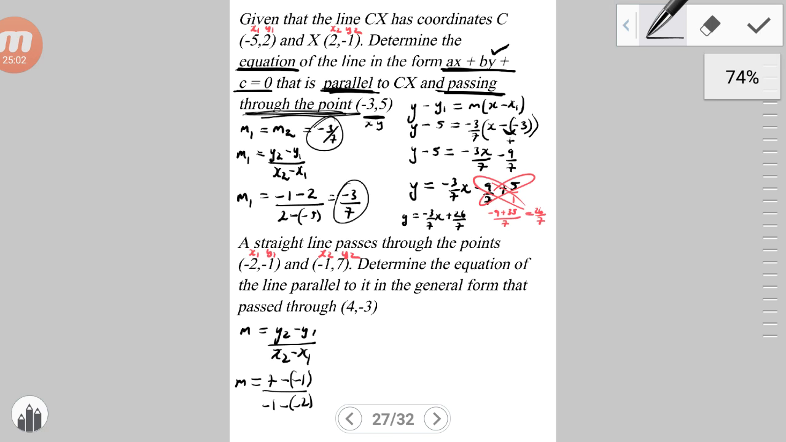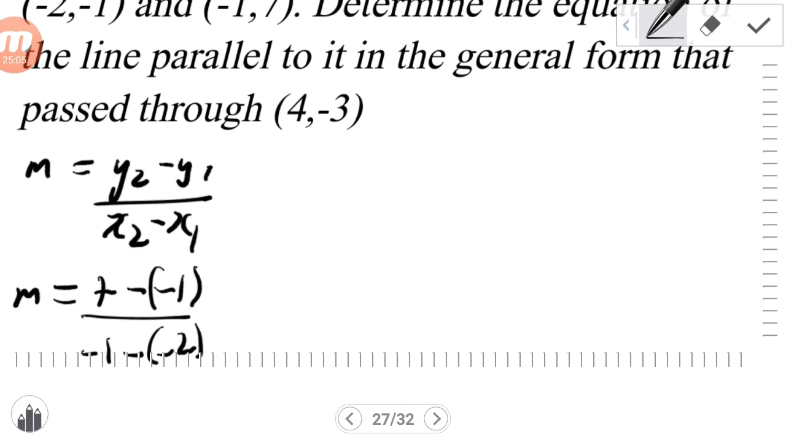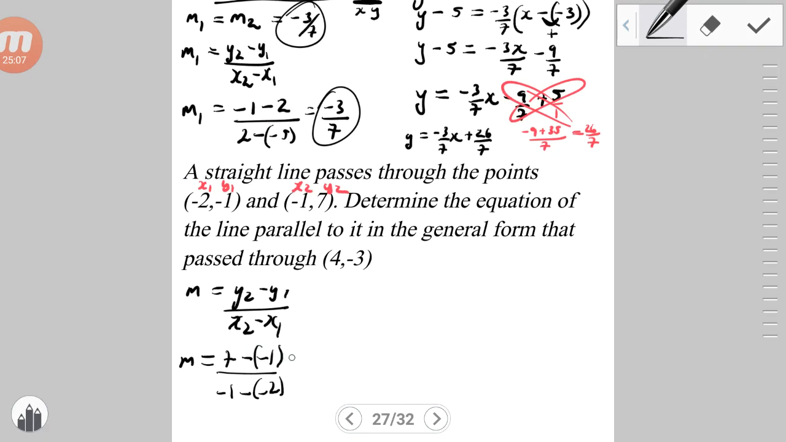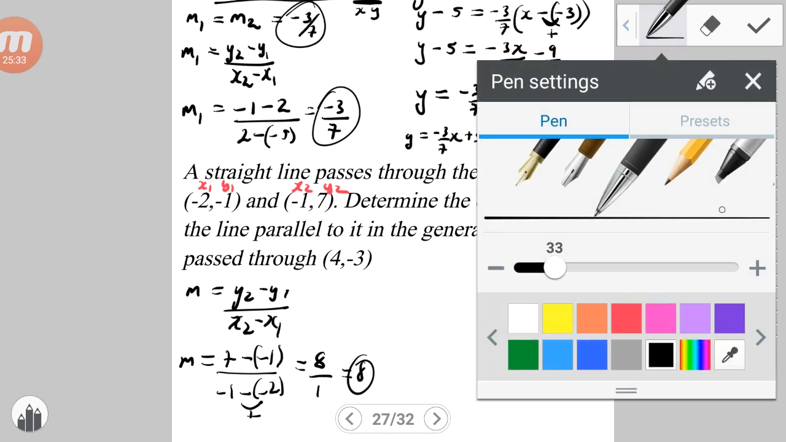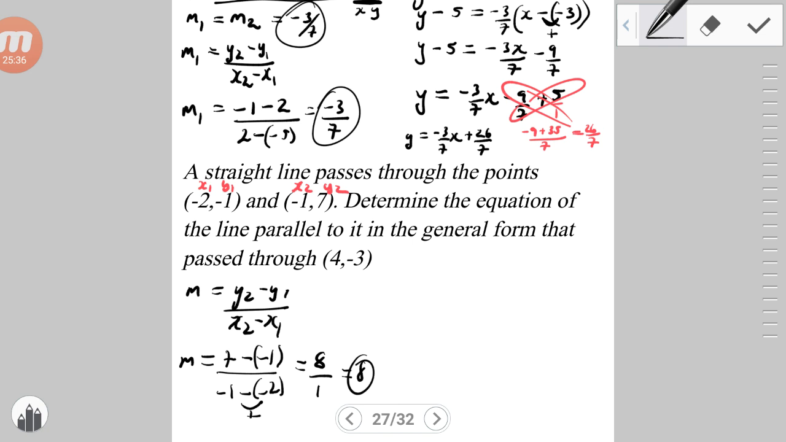So now we end up here with negative times negative is positive, so that's 8. And negative times negative here is positive, so that's -1 plus 2, and -1 plus 2 is 1. So we end up with a really nice gradient here of 8. That's pretty good. We get a nice number. Once we get a fraction, it makes the problem a little bit more difficult, but very doable. But once you get a whole number, very smooth.